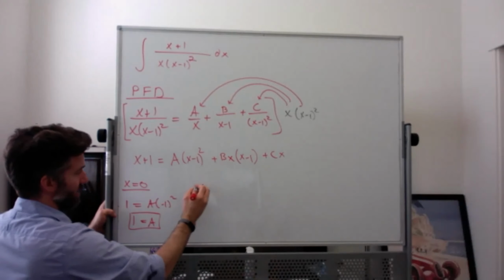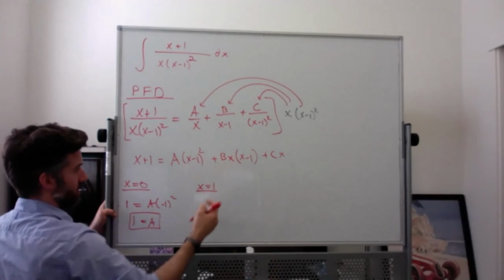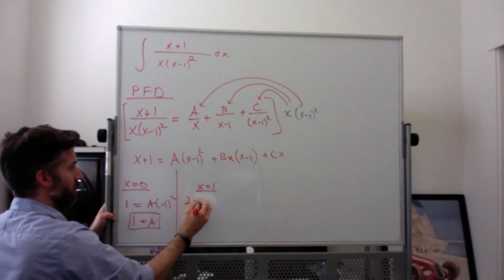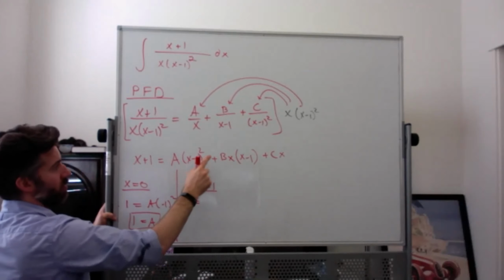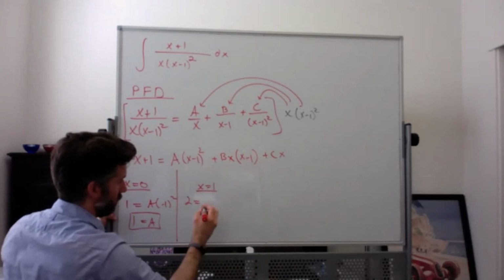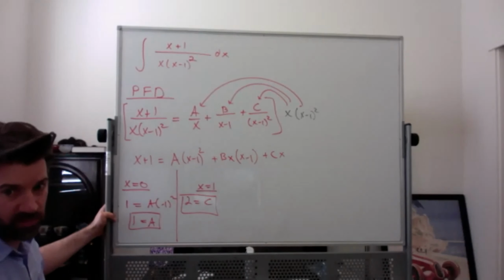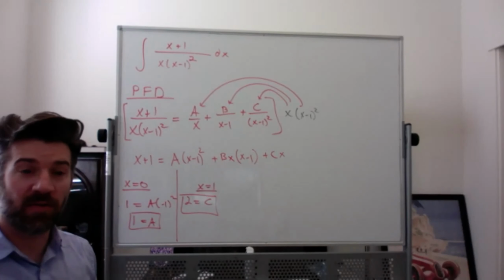And then I'm going to pick x equal to 1, because that makes lots of things 0. If I do that, I get 1 plus 1 on the left equal to a times 0 plus b times 0 plus c times 1. So c equals 2.